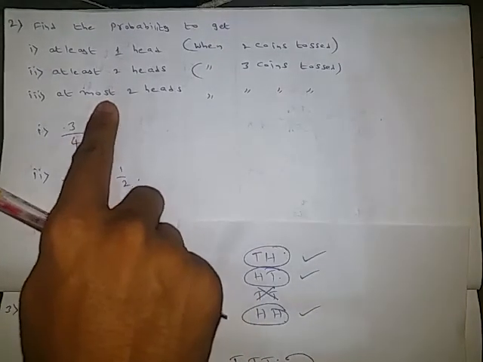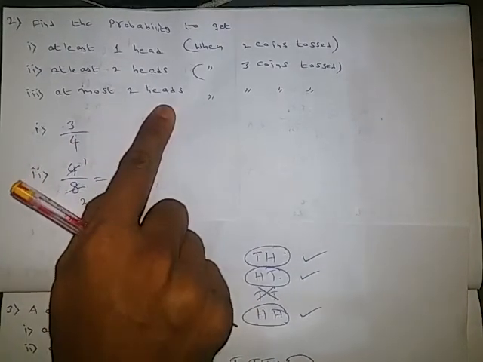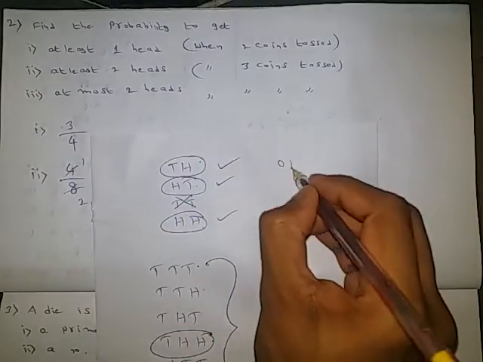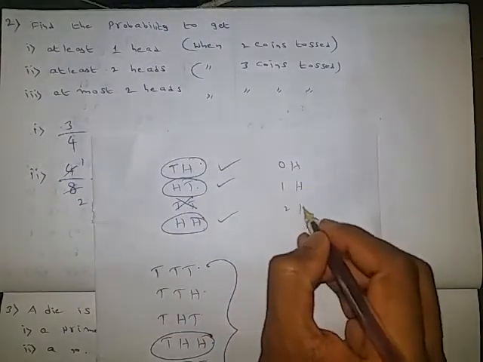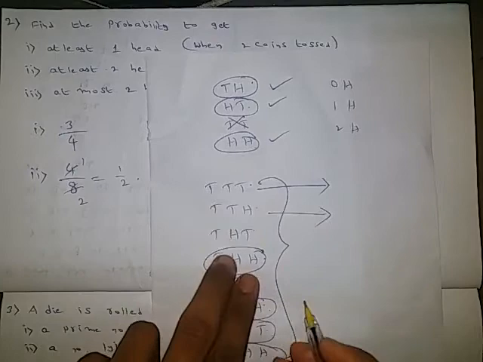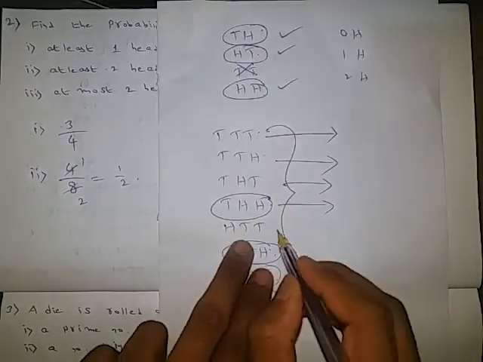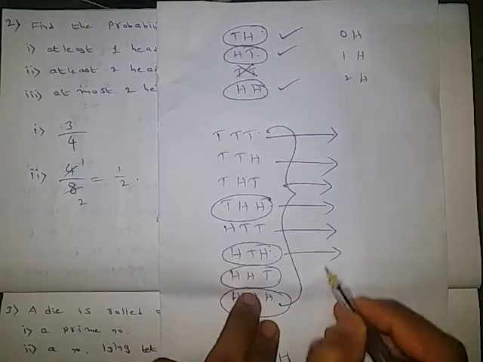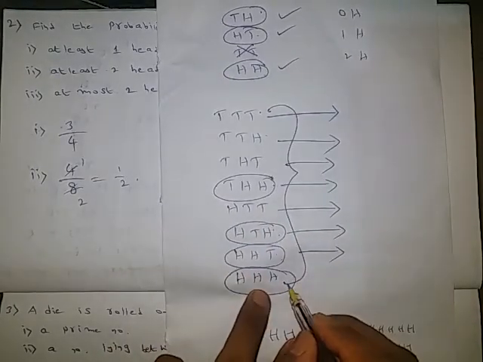Next question. At most 2 heads, maximum 2 heads only. It means 0 head, 1 head, 2 heads. That's it. Let us check now. Here 0 head, okay. Here 1 head, okay. Here 1 head, okay. Here 2 heads, okay. Here 1 head, okay. 2 heads, okay. 2 heads, okay. Here 3 heads. No, we should not take it.